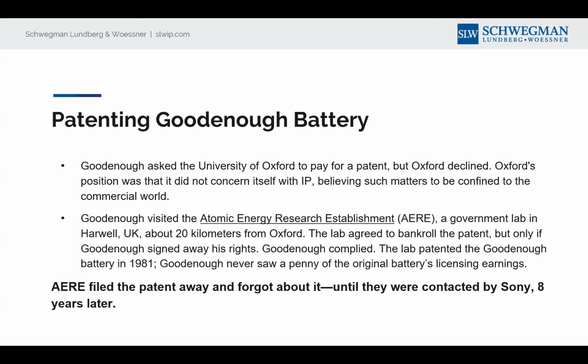The lab agreed to bankroll the procurement of the patent, but only if Goodenough signed away his rights. And his co-inventor also had to sign his rights. Goodenough complied. The lab patented the Goodenough battery in 1981, but because he had signed away his rights, Goodenough never saw a penny of the original battery's licensing earnings. The AERE then filed the patent away and forgot about it until they were contacted by Sony 8 years later. Next slide.